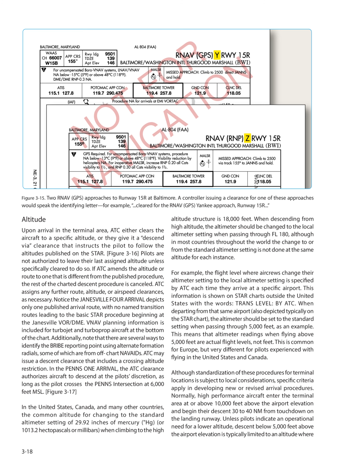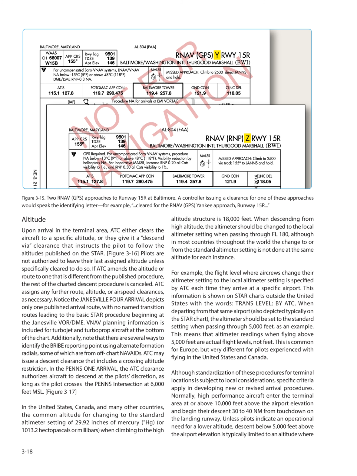When departing from that same airport, also depicted typically on the STAR chart, the altimeter should be set to the standard setting when passing through 5,000 feet, as an example. This means that altimeter readings when flying above 5,000 feet are actual flight levels, not feet. This is common for Europe, but very different for pilots experienced with flying in the United States and Canada.